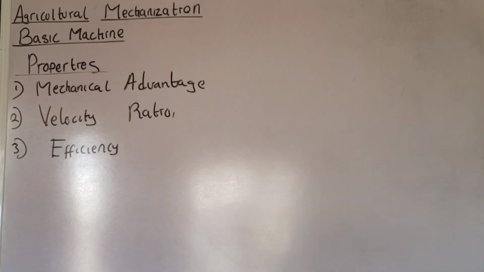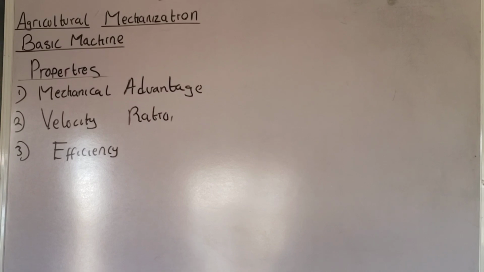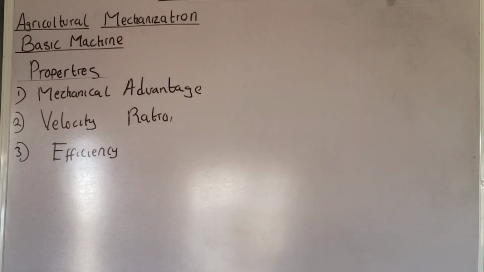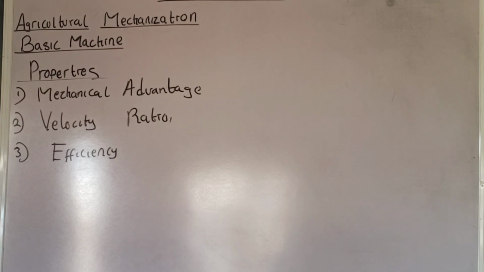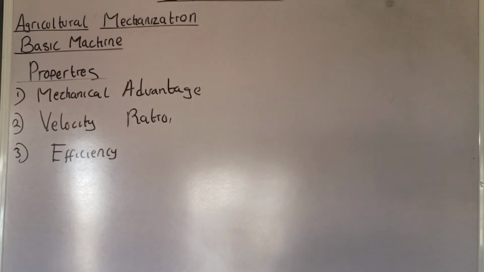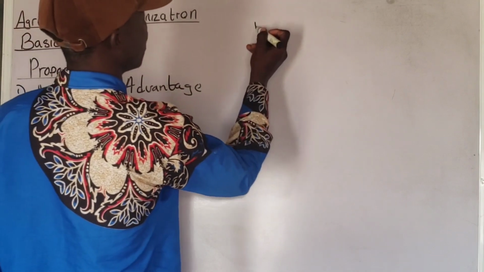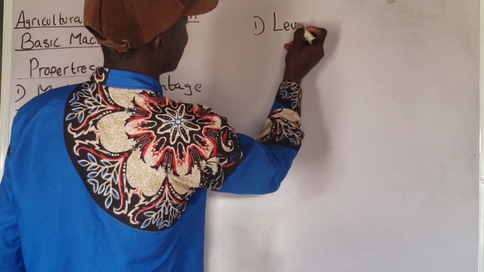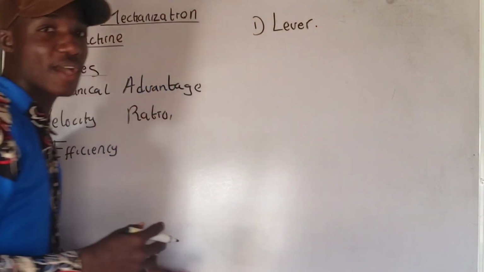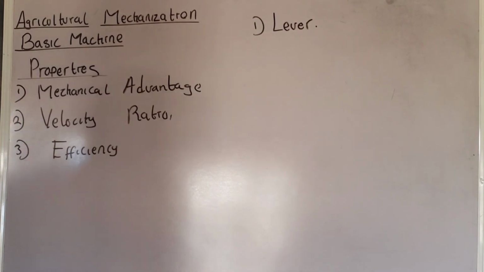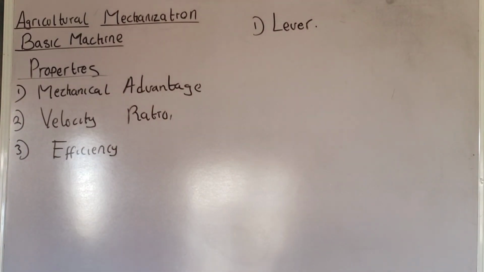There are some calculations under these properties. Let me explain the basic machines first before we delve into calculation. So let's start with the lever, the first basic machine. Please pay attention, because understanding this is crucial to your knowledge in this course.